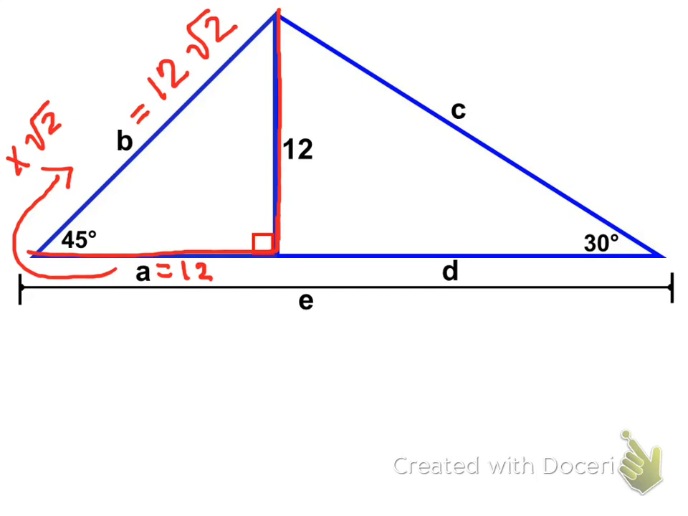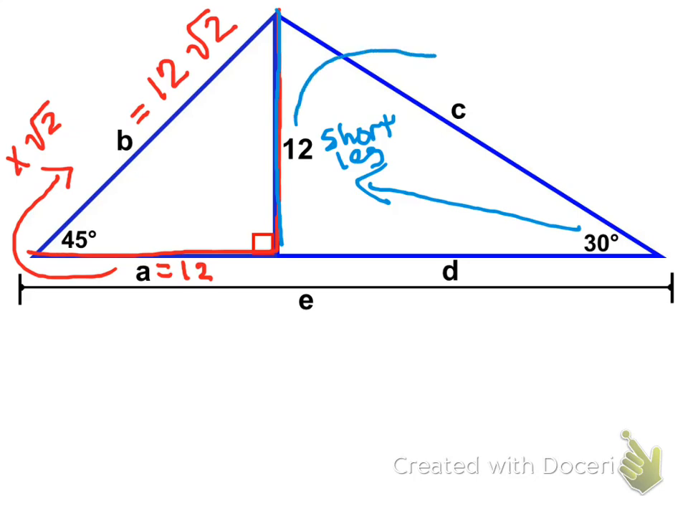Now let's move over to the 30, 60, 90 triangle. On the 30, 60, 90 triangle, we know just this one side. It is the side across from the 30-degree angle, making this the short leg. When I move from the short leg around to the hypotenuse, remember to move from the short leg to the hypotenuse, multiply by 2. So C would be equal to 2 times the short leg. C would be equal to 24.